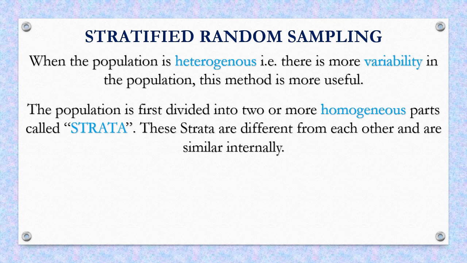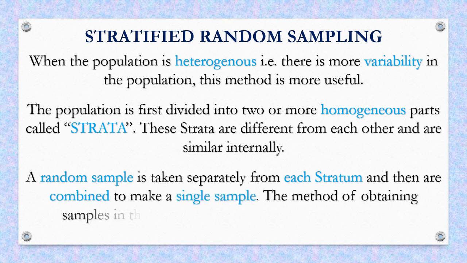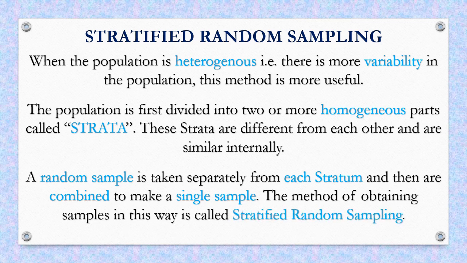And once I'm done with dividing my population into such groups, the term is strata, I will select a random sample from each separate group, and each sample selected from the groups is combined into a single sample. The method of obtaining samples in this way is called stratified random sampling. The method of creating strata is known as stratification. So stratified random sampling basically divides the whole population into separate groups, selects the sample from each group, and then combines the samples again. So that's stratified random sampling.